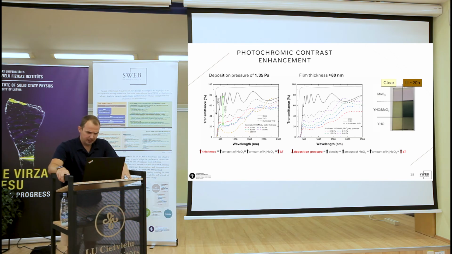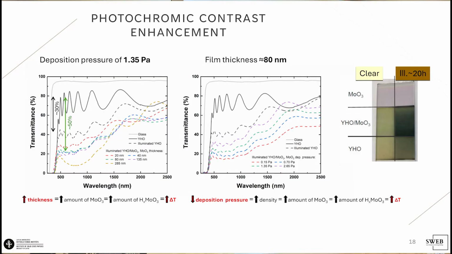And now about photochromic properties. On the left side you see spectra before illumination, the black curve for single yttrium oxide. But for bilayer structures, as I showed in the previous slide, the curves are pretty much the same. And then we illuminate the films for a long time, I think around 12 hours. And we see for yttrium oxide the contrast was 30%. When we cover this material with molybdenum trioxide, the contrast increases to at least 50%.